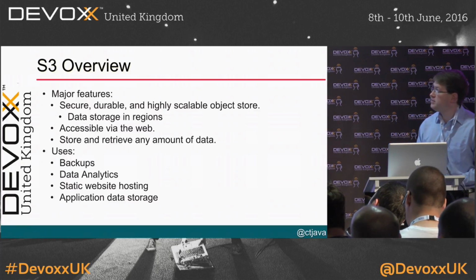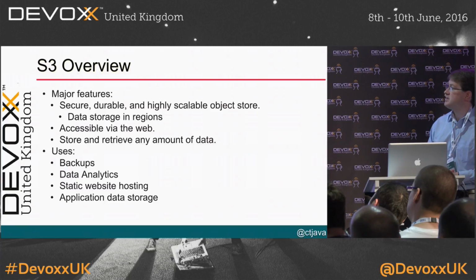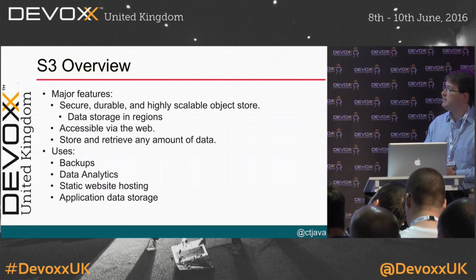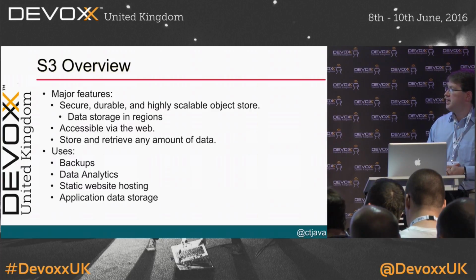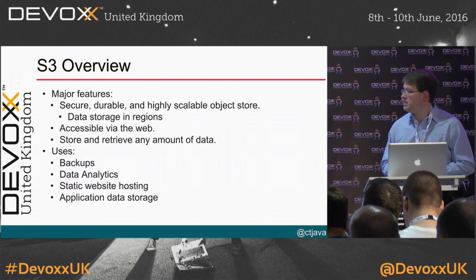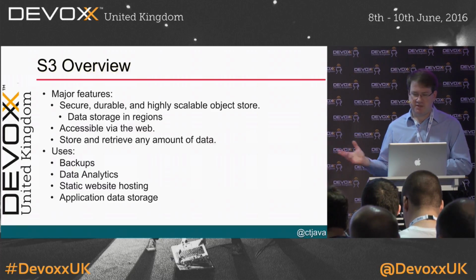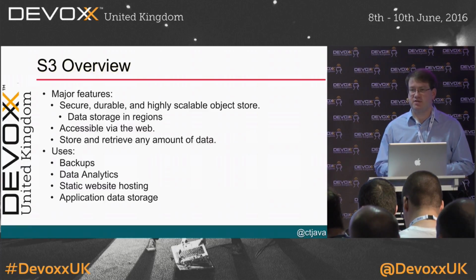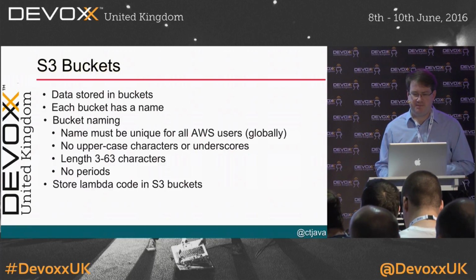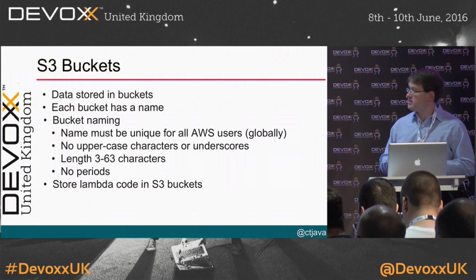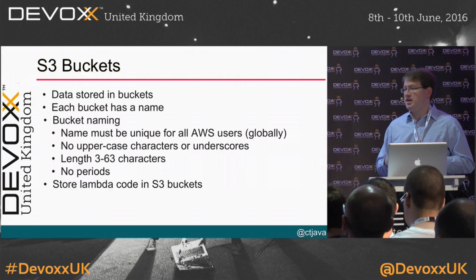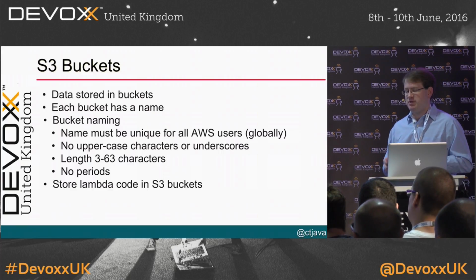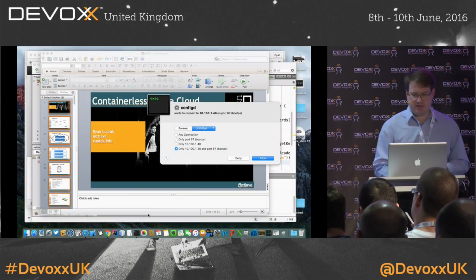Okay. S3 overview. The major features of S3 are that it's secure and durable. The data is stored in different regions, and you can have data managed between different regions. You'd use S3 for backups, data analytics, static website hosting, application storage of your Lambda functions, and the data that the Lambda functions are going to process or store. As you'll see when I get into one of the code samples, your data is stored in different buckets. The bucket names have to be unique, and that is globally unique.